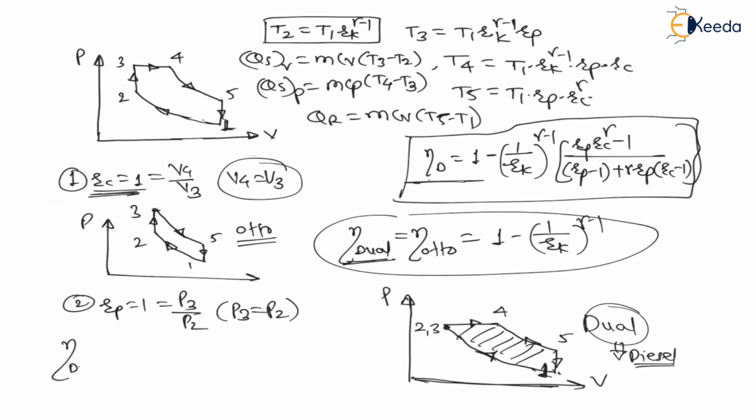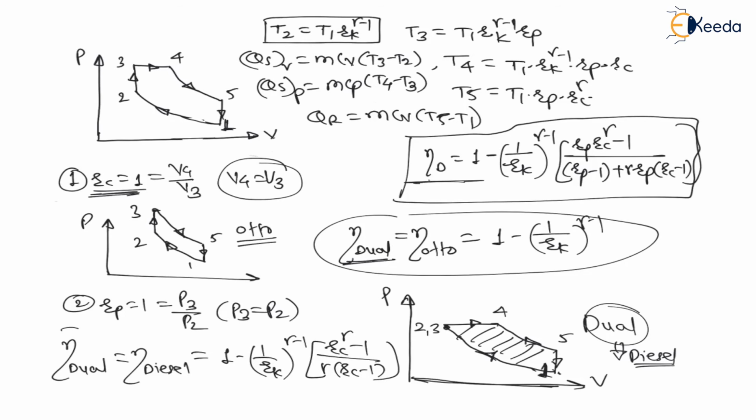Therefore, the efficiency of dual cycle, if Rp is equal to 1, becomes equal to the efficiency of diesel cycle. Put Rp equal to 1 here, and the simplified version you will find is efficiency = 1 − (1/Rk^(γ−1)) × (Rc^γ − 1)/(γ(Rc − 1)). In this formula you have to put Rp equal to 1, and you will find this result, which is the efficiency of diesel cycle. Therefore, dual cycle efficiency becomes equal to diesel cycle efficiency if explosion ratio becomes equal to 1, and dual cycle efficiency becomes equal to Otto cycle efficiency if cutoff ratio becomes equal to 1.